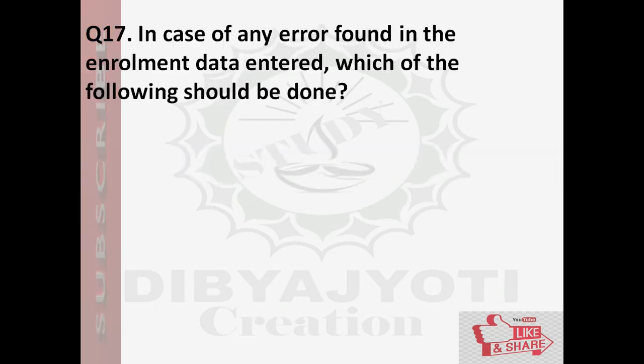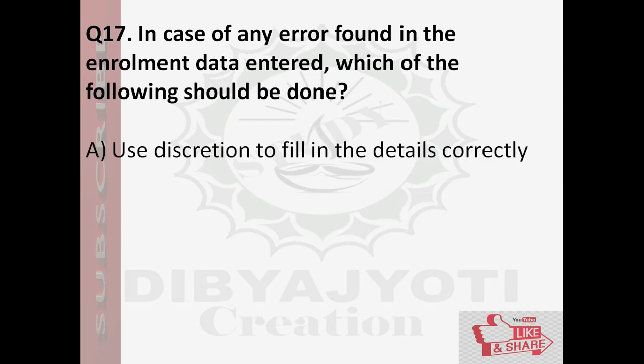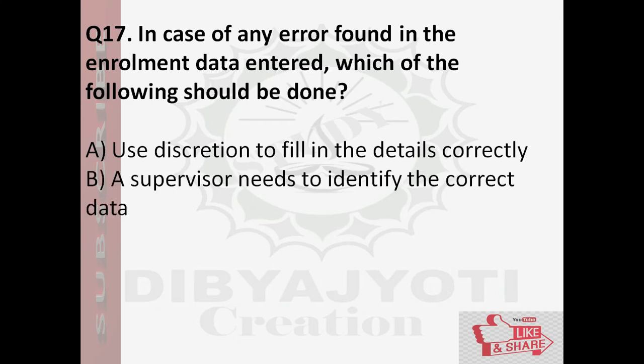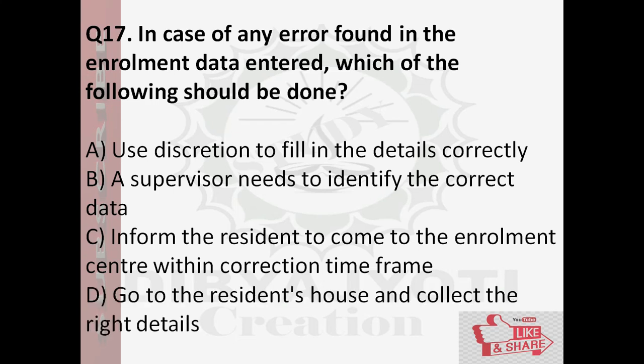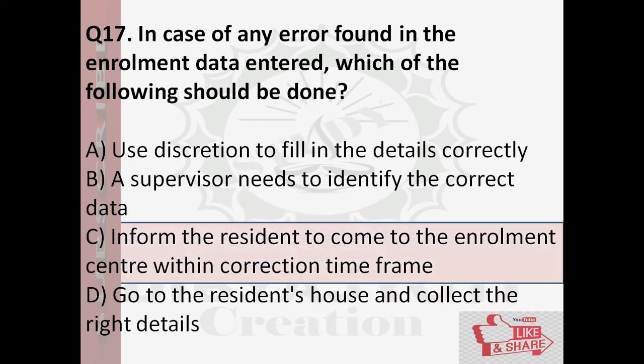The next, in case of any error found in the enrollment data entered, which of the following should be done? Option A, use discretion to fill in the details correctly. Option B, a supervisor needs to identify the correct data. Option C, inform the resident to come to the enrollment center within correction time frame. Option D, go to the resident's house and collect the correct details. And answer is option C, inform the resident to come to the enrollment center within correction time frame.